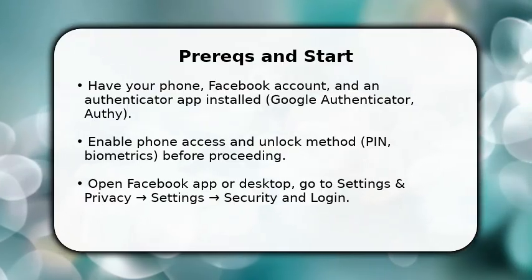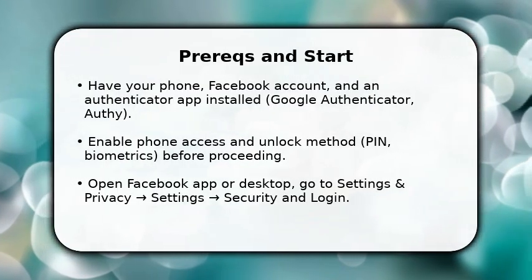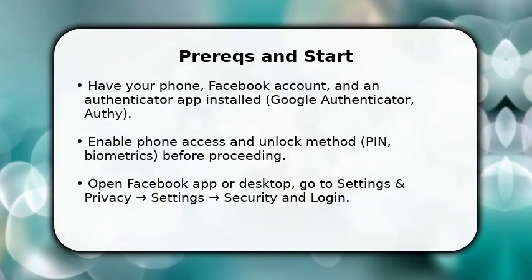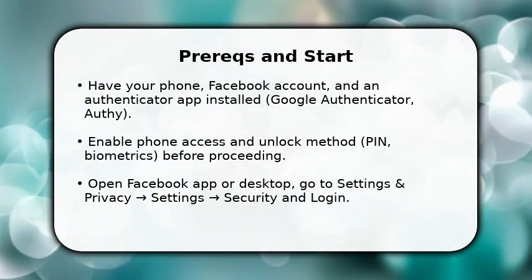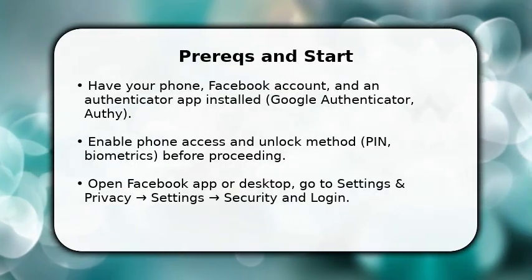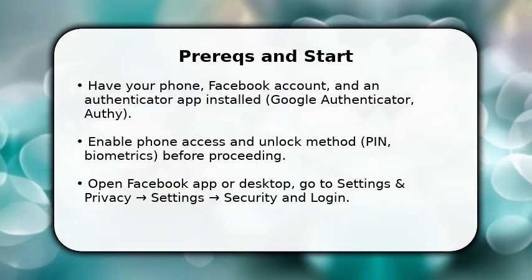You're ready to begin. Open Facebook and head straight to Security and Login Settings. Make sure your phone is unlocked and your Authenticator app is installed. This saves time. Tap Use Two-Factor Authentication and choose Authentication app as the method. Facebook may detect your app automatically. If not, select Setup manually.